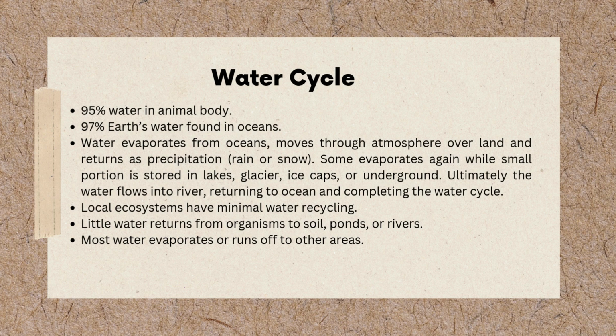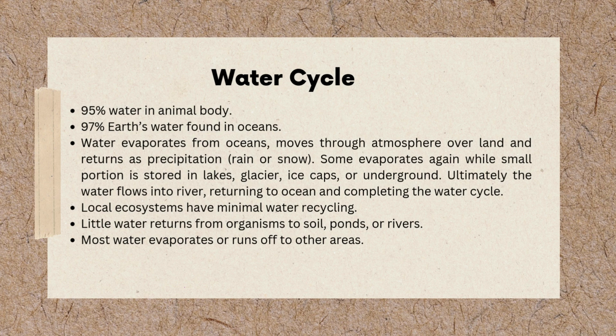Water evaporates from the oceans, moves through the atmosphere over land, and returns as precipitation, like rain or snow. Some of this water evaporates again, while a small portion is stored in large lakes, glaciers, ice caps, or underground. However, most of it ultimately flows off the land into rivers, returning to the ocean and completing the water cycle. This provides a broader perspective.